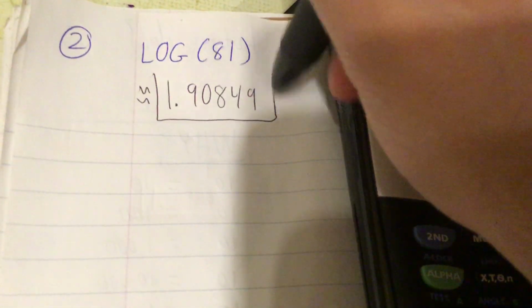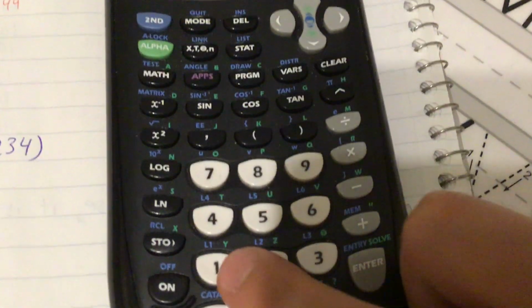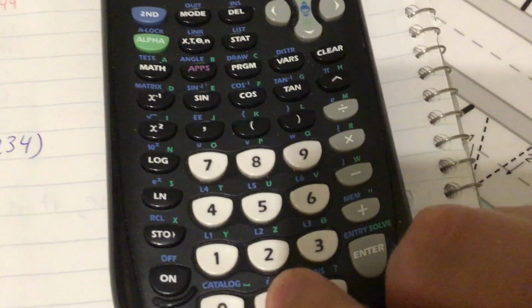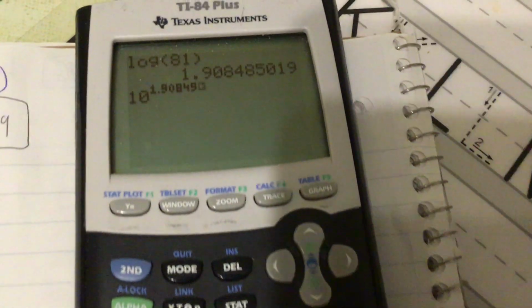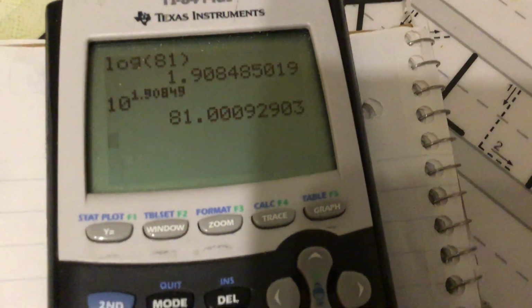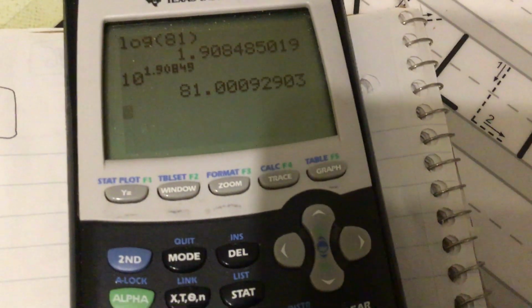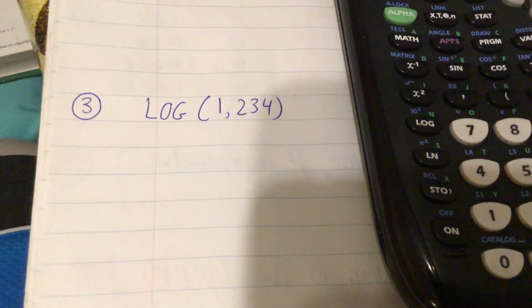So I'm going to box that, and just to check my work, I'm going to plug in 10 to the 1.90849. And I'm going to get so close to 81. But remember, the more decimal places you use, the more accurate your solution is. I like 5 decimal places myself. And once again, I just picked a random number, a 4-digit number.